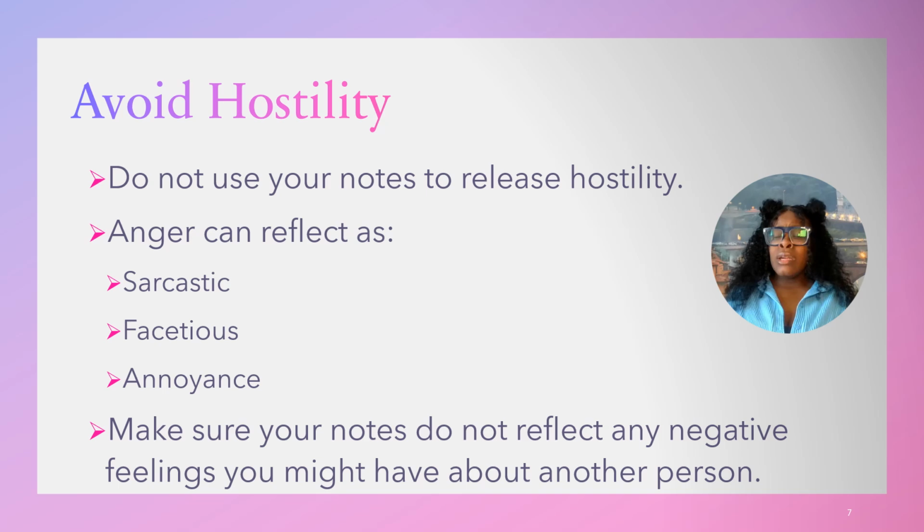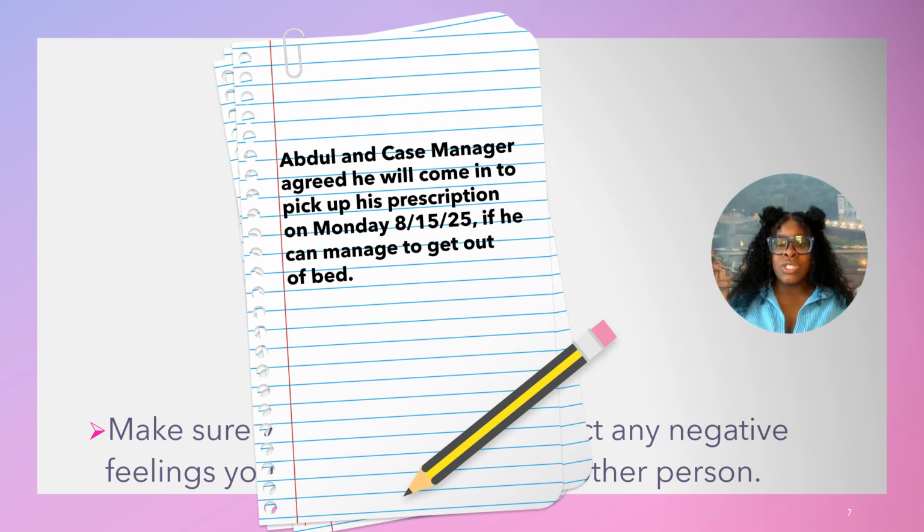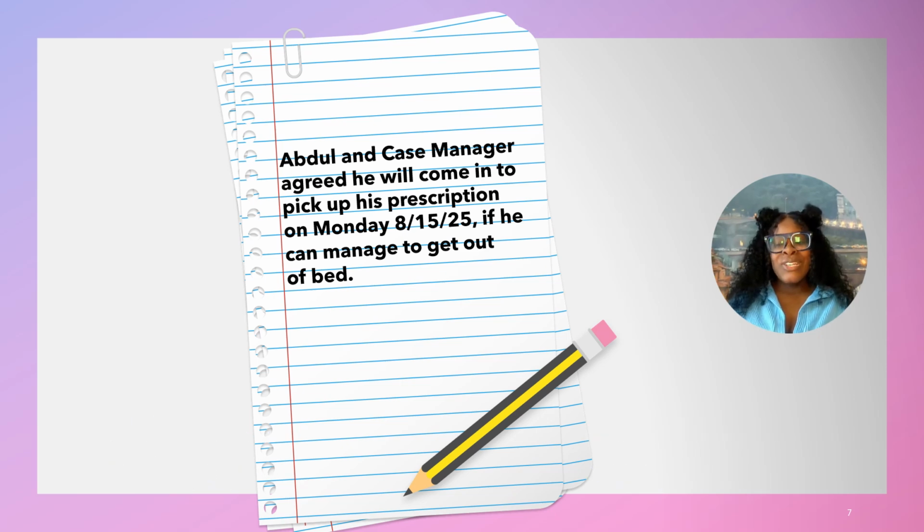Let's say, for example, a depressive client continuously promises to pick up their prescription, but they've missed several appointments. Upon interaction with the client, a human case manager who is frustrated or annoyed may write, "Abdul agreed he will come into the office to pick up his prescription on Monday, 8/15/2025, if he can manage to get out of bed." As you can see, that last part was negative. It was a little sarcastic, and it doesn't belong in our documentation.